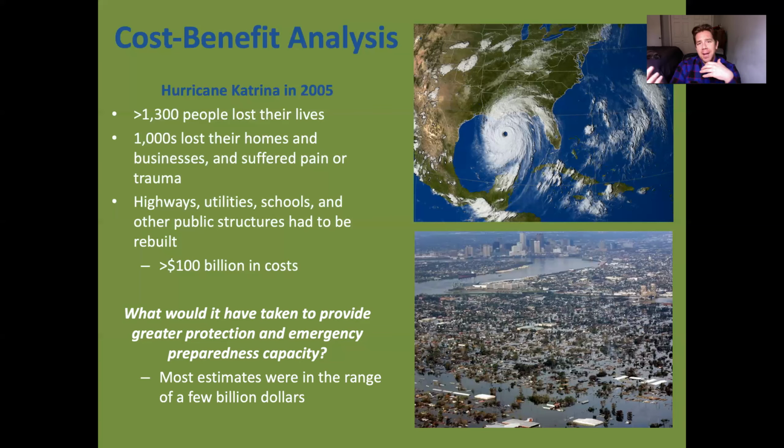So again, cost benefit analysis allows us to think about this, right? Certainly no one wants their municipality or their state to be significantly affected by something like a hurricane. The question is, how much would we have to spend to reduce those impacts? And if you look at the estimates, $100 billion of damages versus if we would have invested a few billion up front, right? There's significant advantages or benefits to taking action, and this is where cost benefit analysis can be an effective approach.